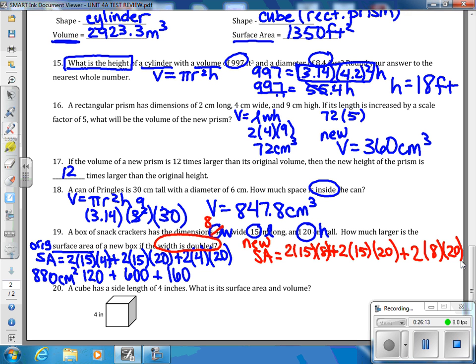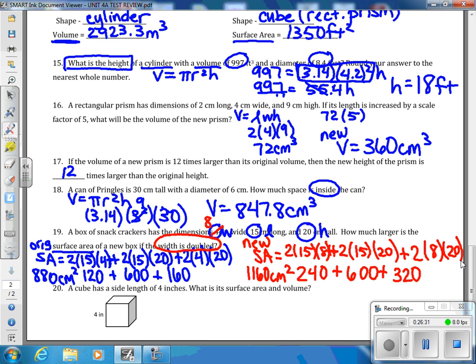Right? So now when you multiply the first group, you get 240. The second group, because it didn't change, is still 600. The third group, when you multiply it, you get 320. So now when you add these numbers together, the new surface area of the new box is 1,160 centimeters squared.